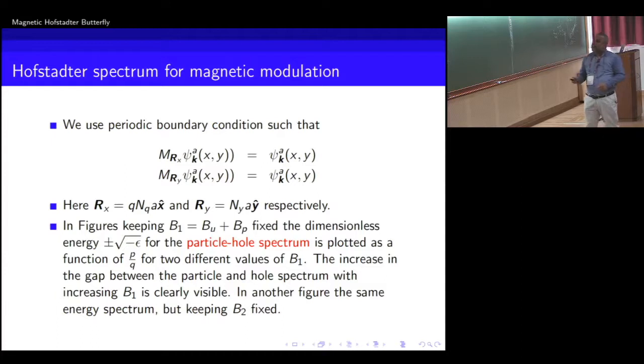Okay, now coming to the topological quantization part. The moment you get a Hofstadter spectrum, the next thing you look for is whether, in the presence of a periodic magnetic field, there will also be topological quantization. And the answer to this question is of course yes. So you write down the corresponding Bloch functions, and in terms of the magnetic translational operator, this is what gives you the periodic boundary condition.